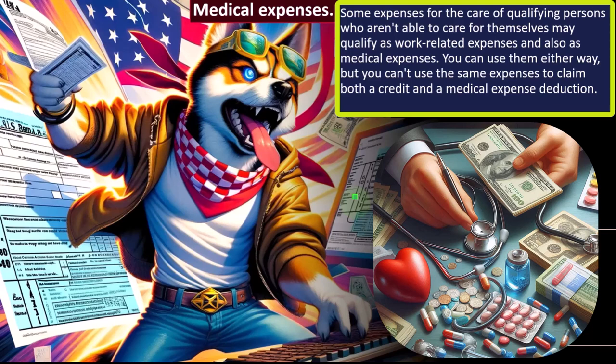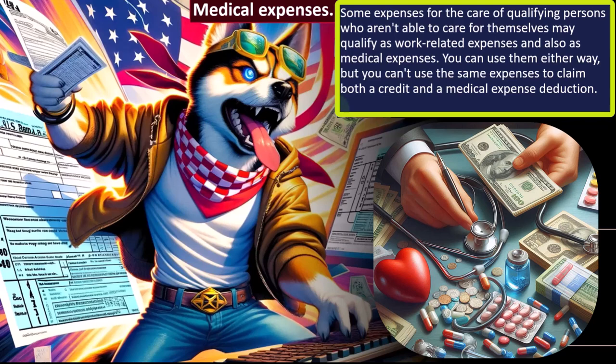And that leads to various issues where we might have something that could be deductible in two places. And usually the idea would be, well, you can't normally double dip. You can't deduct it in both places oftentimes. So sometimes that leads to us having to choose where would be the best place to take this particular deduction or credit. So you can use them either way, but you can't use the same expense to claim both a credit and medical expense deduction.